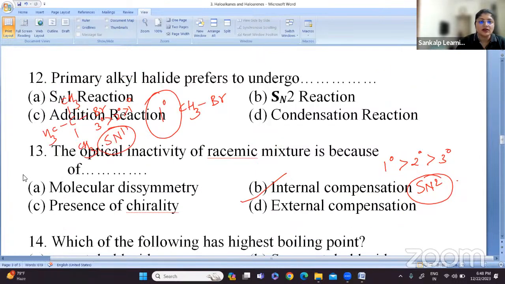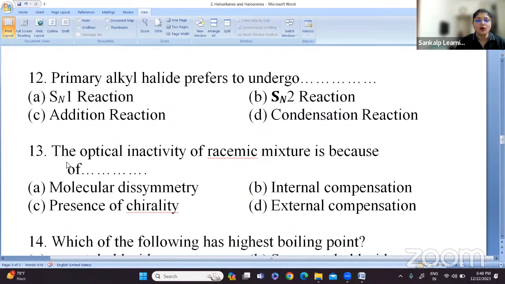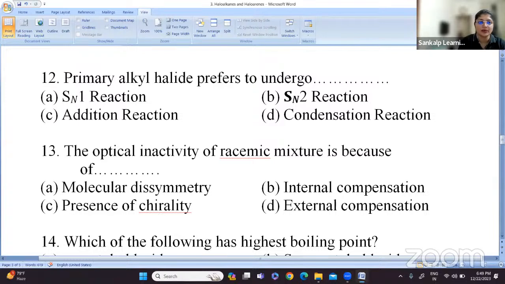Next question. The optical inactivity of a racemic mixture is because of A, molecular dissymmetry, B, internal compensation, C, presence of chirality, and D, external compensation. The optical inactivity of a racemic mixture is due to external compensation. Remember this. Now, next question.